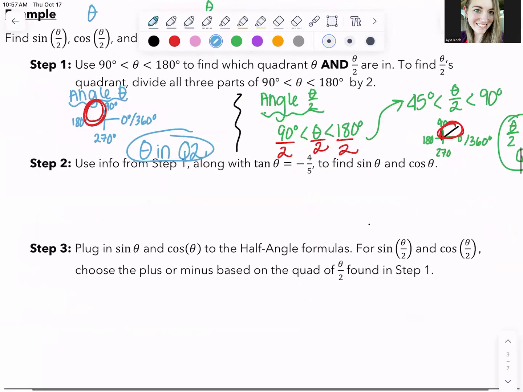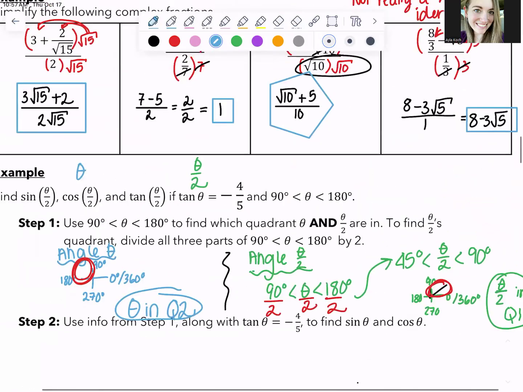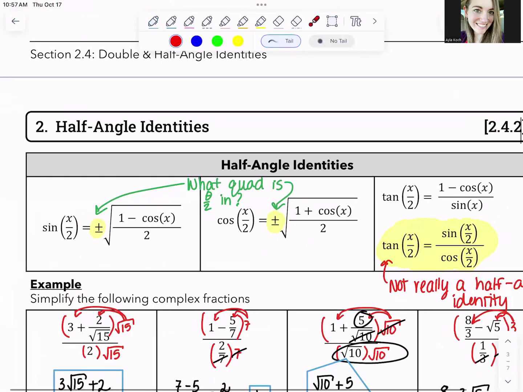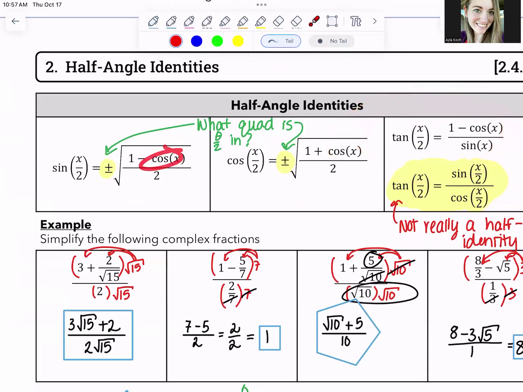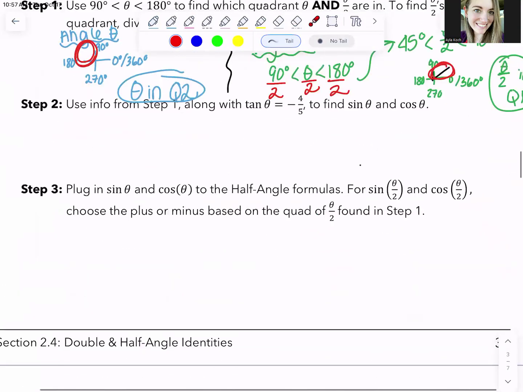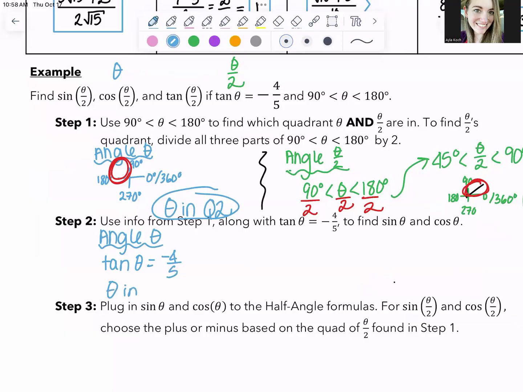Then use information from step 1 along with the fact that tangent of theta is equal to -4/5 to find sine of theta and cosine of theta. You only need sine of theta for this formula with tangent. For sine and cosine, you just need cosine. But we're going to find sine and cosine. So here's the information we know. We're talking about angle theta here. I'm going to make a note, angle theta. We know that tangent of theta is -4/5. We know that theta is in quadrant 2.